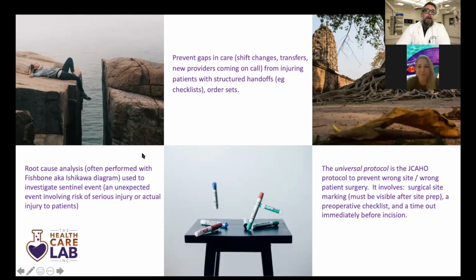Okay. So, here's kind of a funny slide. Here's a gap in care. Next up is root cause analysis. And here we have this tree with a really complex root system. A root cause analysis is often performed along with what's called an Ishikawa or fishbone diagram, because it looks like a fish. It's used to investigate a sentinel event, which is an unexpected event involving serious risk of injury or actual injury to patients.